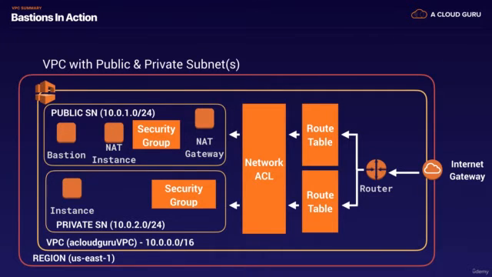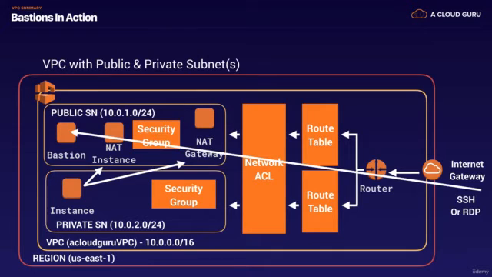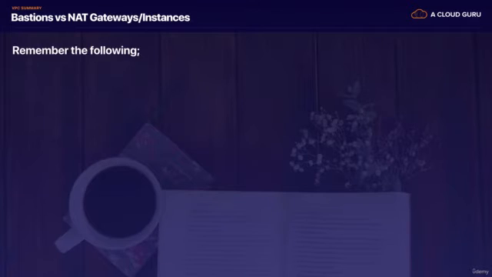Bastions, just remember what a bastion is and how it works. So we've got our instance in a private subnet. If it wants to connect out to the internet, it's going to do that using a NAT instance or NAT gateway. If, however, we want to SSH in or RDP into our instances in our private subnet, we do that via a bastion host, and sometimes these are called jump boxes as well.